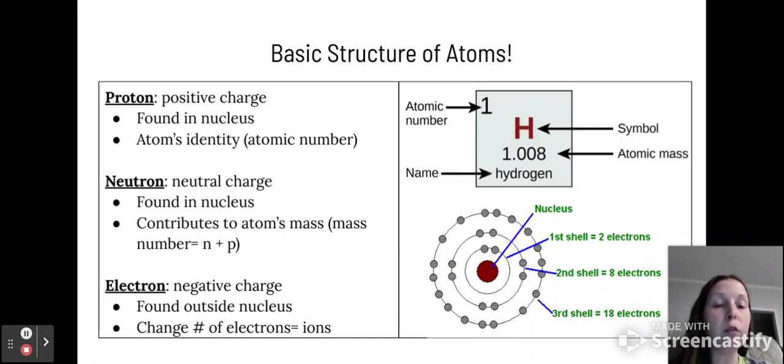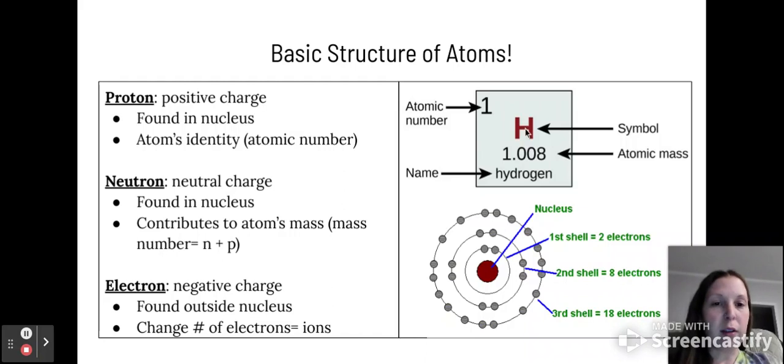But if we move electrons, which are the only things we can change in basic chemistry, then we could have more or fewer electrons than protons. If we have more protons than electrons, we make a positive ion. If we have more electrons than protons, we make a negative ion because we have more negatives.